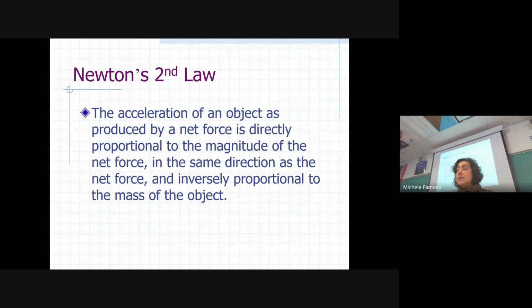Newton's second law says that the acceleration of an object as produced by a net force is directly proportional to the magnitude of that net force. It's in the same direction as the net force, and it is inversely proportional to the mass of the object. It's a very mathematical law which tells us how an object will accelerate when the forces on the object are unbalanced.